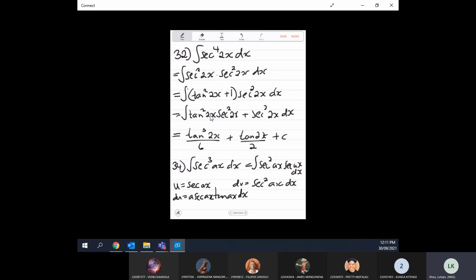Negative 10. Why is it negative? Only the derivative of the trig ratios that start with c are negative. So the derivative of sec is positive.